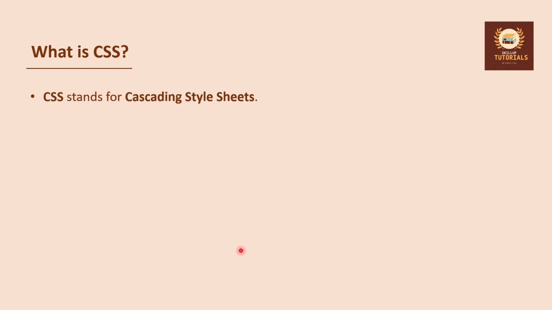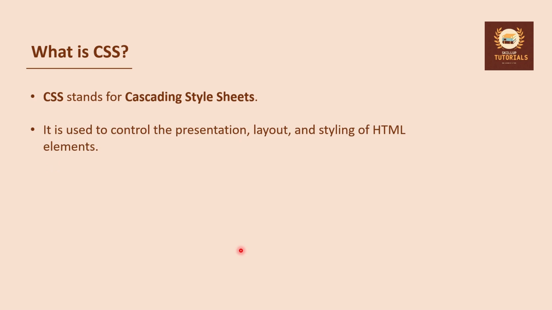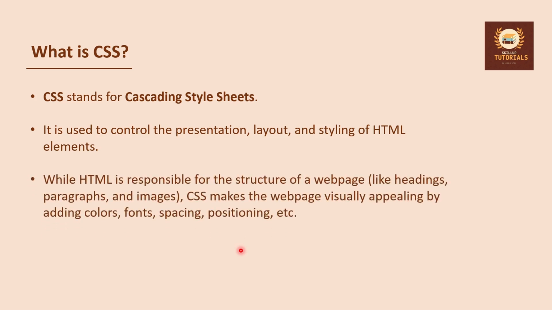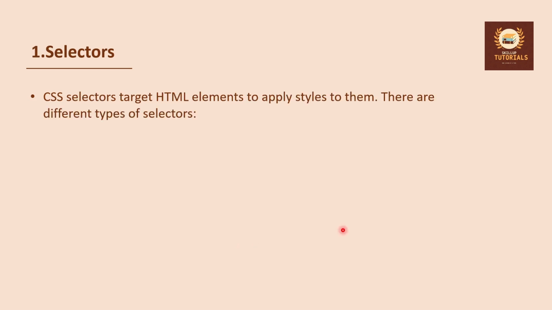CSS stands for Cascading Style Sheets. It is used to control the presentation, layout, and styling of HTML elements. While HTML is responsible for the structure of a web page, like headings, paragraphs, and images, CSS makes the web page visually appealing by adding colors, fonts, spacing, and position. Okay, now let's see firstly what is meant by selectors.